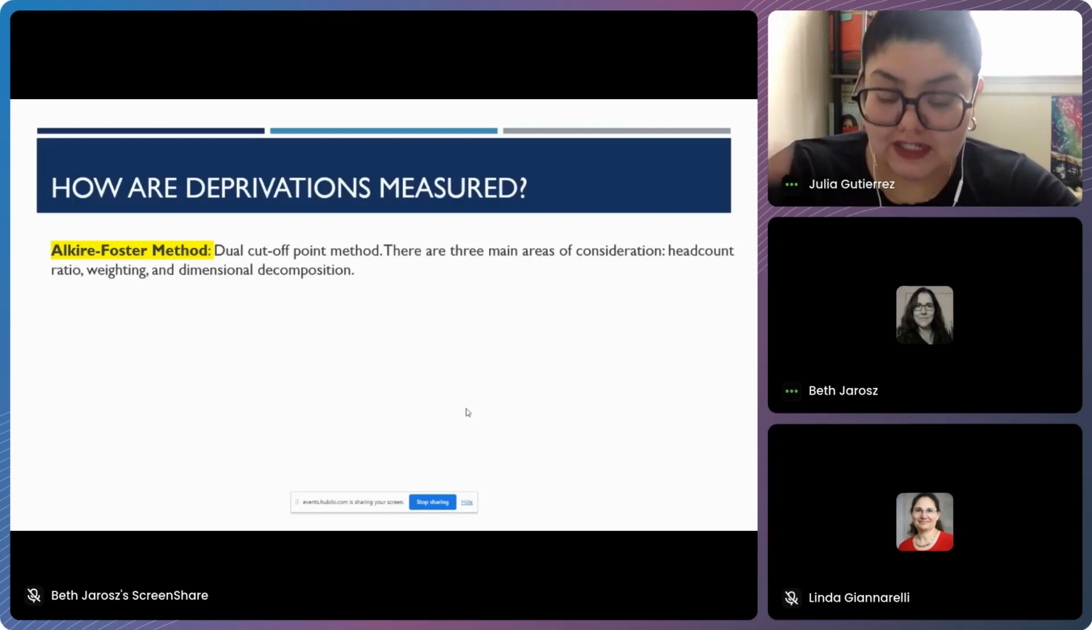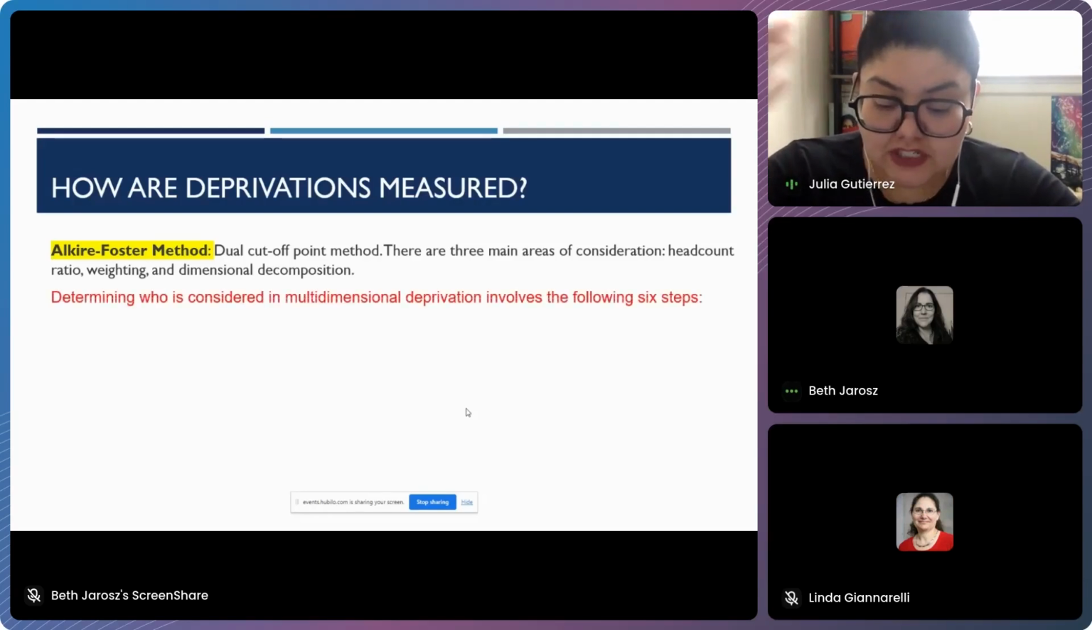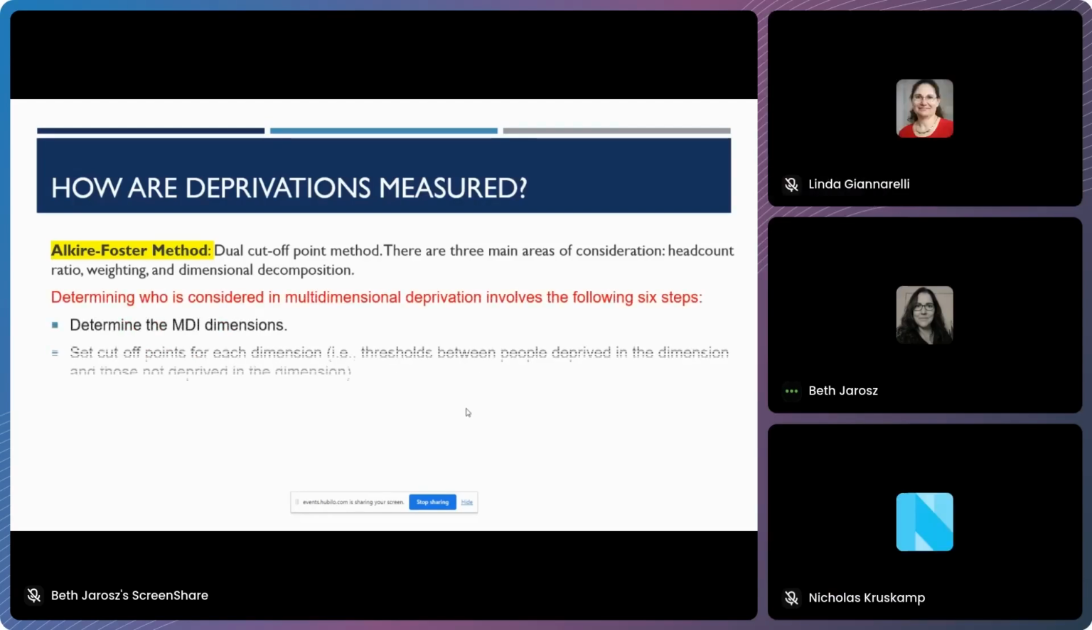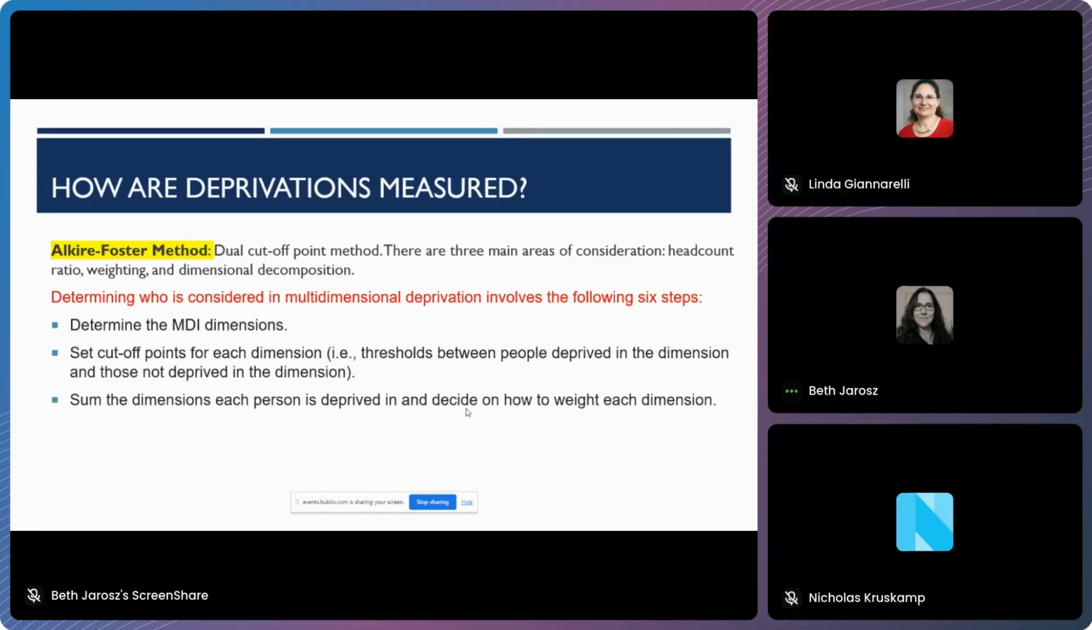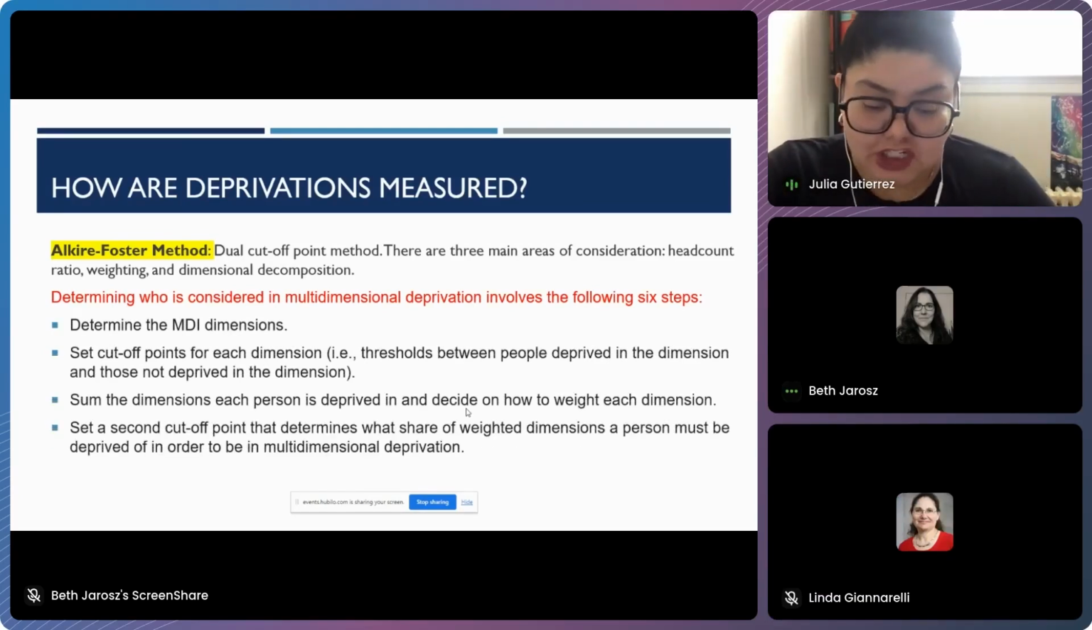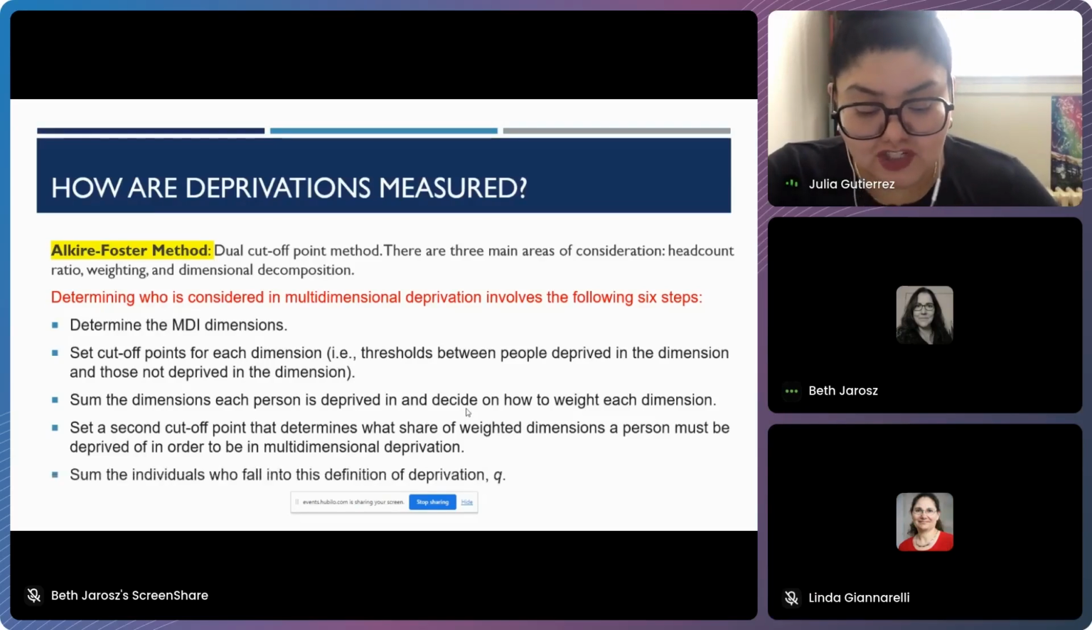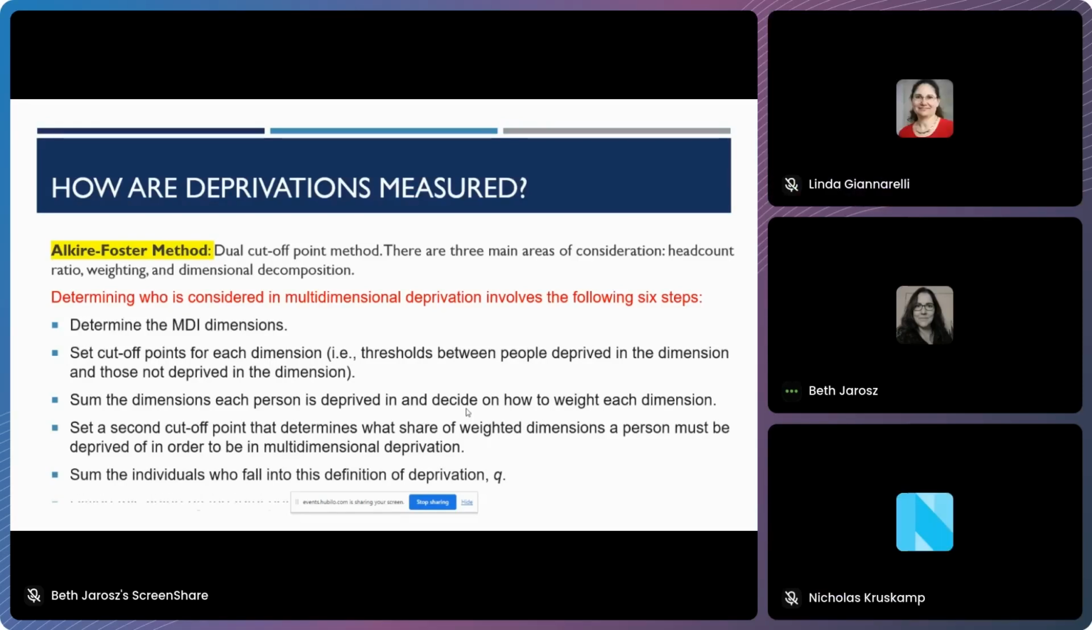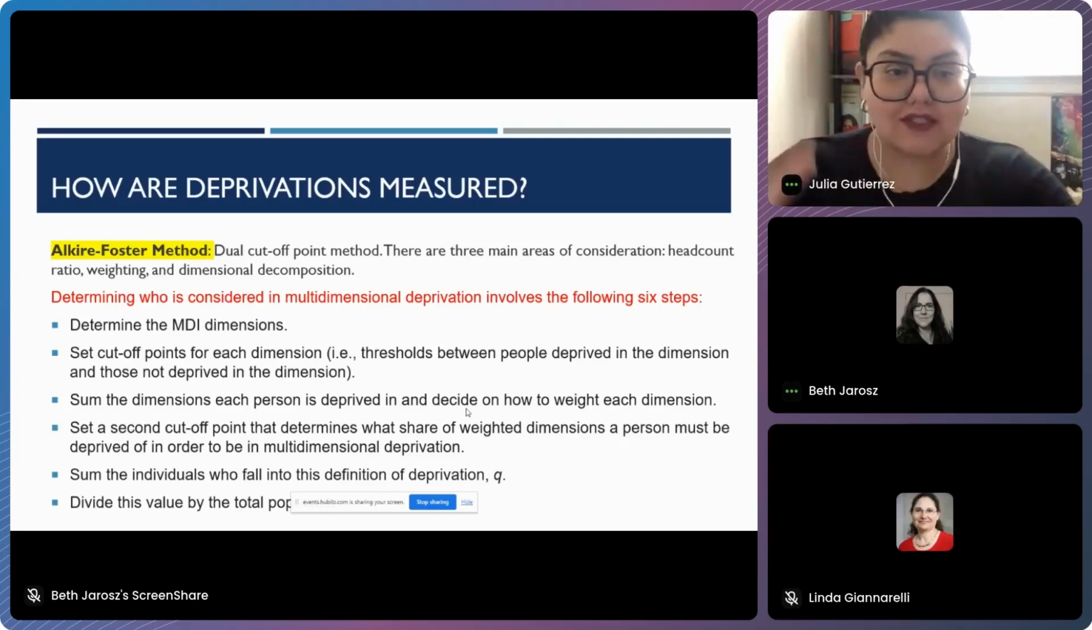You can click next. Then we sum up how many dimensions each person is deprived in, and decide how to weight each dimension. Then we set a second cutoff point that determines what share of weighted dimensions a person must be deprived of in order to be in multidimensional deprivation. And then we sum the individuals who fall into this definition of deprivation and divide this value by the total population. So that is how we construct this index.